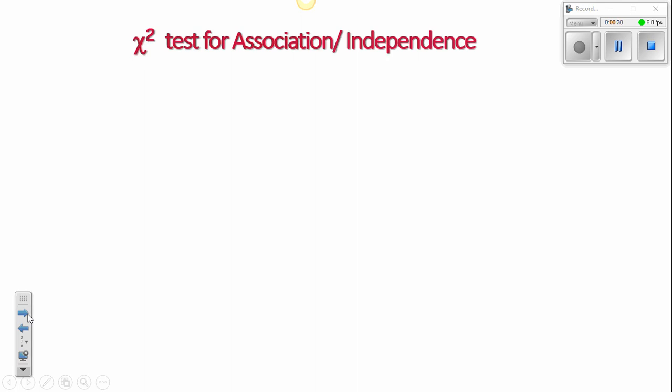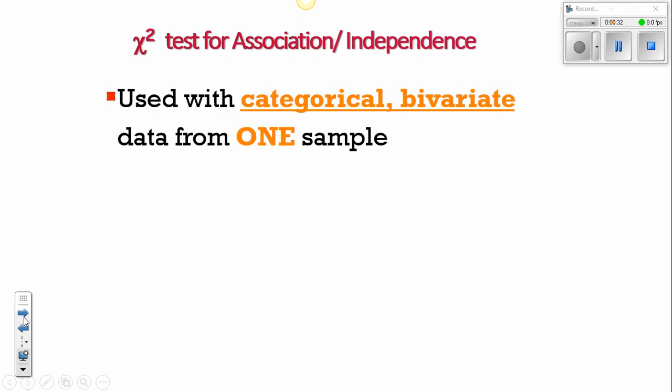Chi-square test for association independence, two major things you need to know here. It is used with categorical bivariate data from one sample. Yesterday we talked about the homogeneity test. Homogeneity test has multiple samples, so it has multiple populations that it's talking about. For chi-square test for association, it's one sample from one population. So you're looking at one group of people. So that's one of the major differences between the homogeneity test and the association independence test.